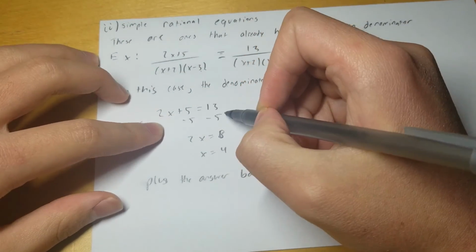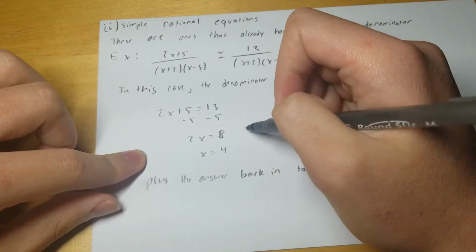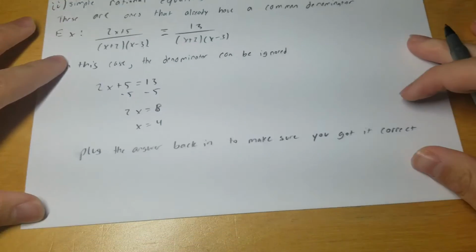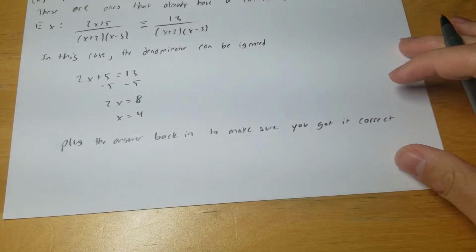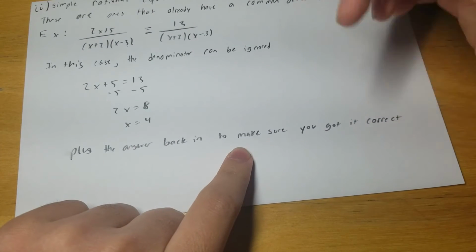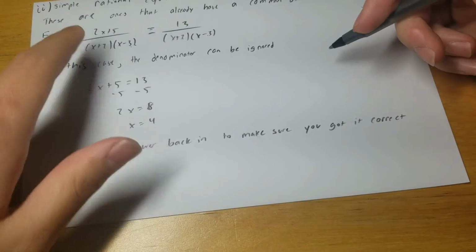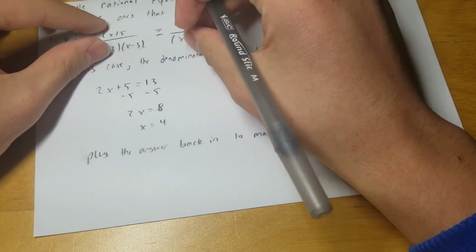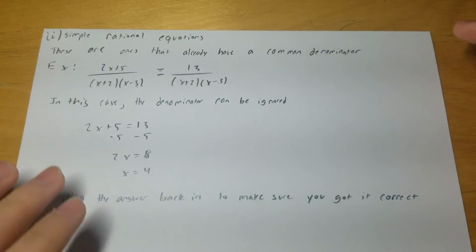2x plus 5 equals 13, minus 5, 2x equals 8, and x equals 4. And a little extra step, if you have extra time on your test or whatever, you can always plug the answer back in to make sure you got it correct. So x equals 4, you plug it back in here, and these two sides should equal each other.